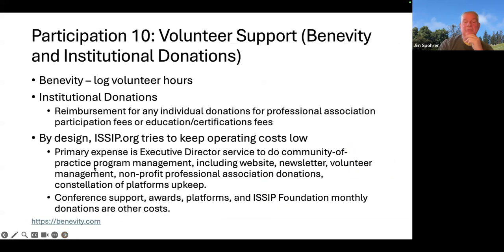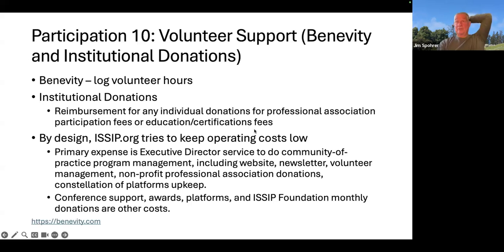Last learning item, volunteer support. This is about Benevity. Volunteers of ISSIP who work for companies, a lot of companies let volunteers log their hours, and then they make a $10 or $15 donation for every volunteer hour logged. So this is one of the ways that ISSIP gets its funding. And sometimes if you work for a company, you can get reimbursed for any donations you make to a professional association for participation fees or education certificates.